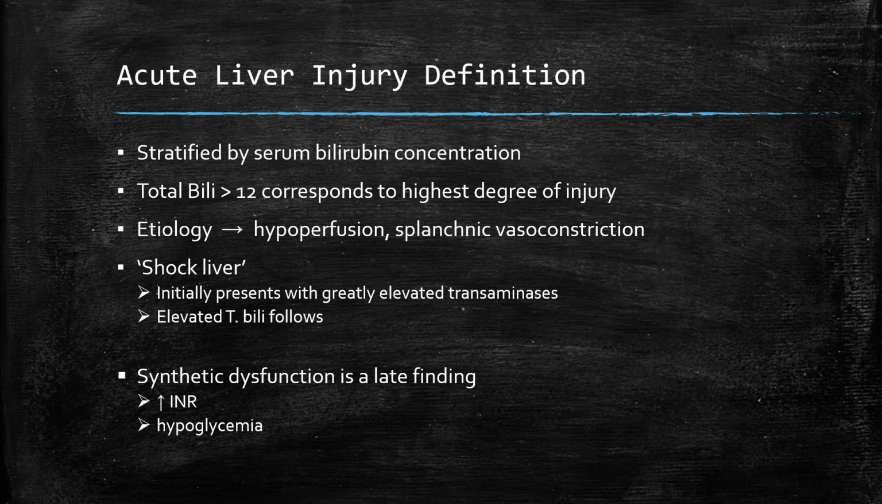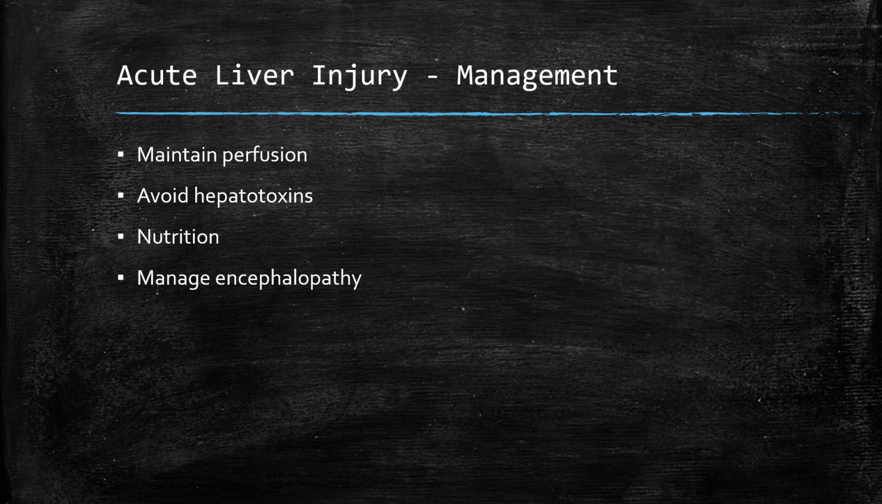Hepatic synthetic dysfunction is a very late finding and an ominous finding. The first manifestation of synthetic dysfunction is usually a rising INR. Hypoglycemia would be a terminal finding. The management of acute liver injury revolves around maintaining perfusion as well as avoiding hepatotoxic drugs. Additional important goals include maintaining adequate calories and managing any encephalopathy that might be present.